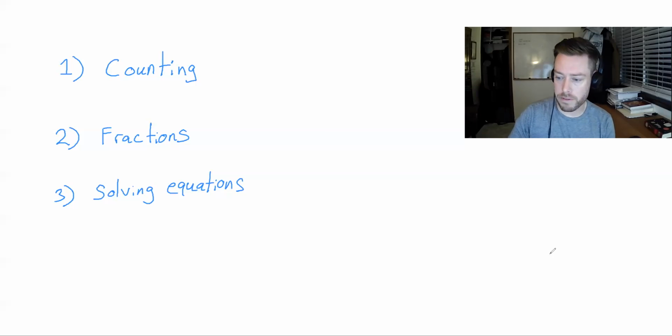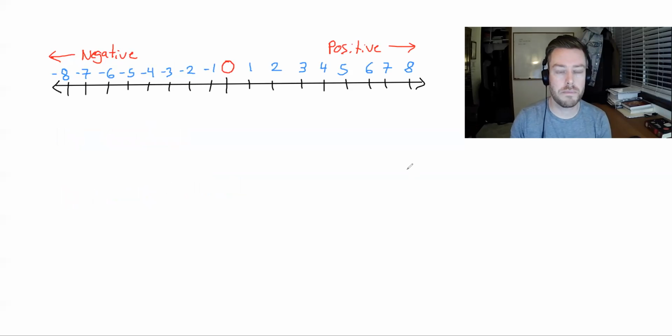So the first thing I wanted to go over was counting. When we think of counting, we're going to count money. We're going to count the number of cars on the street. We're going to count a lot of stuff. There are basically four operations that you do with it: addition, subtraction, multiplication, division.